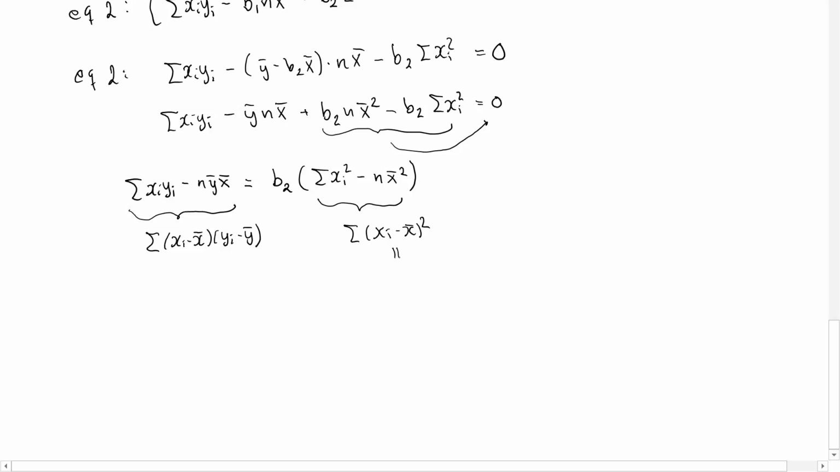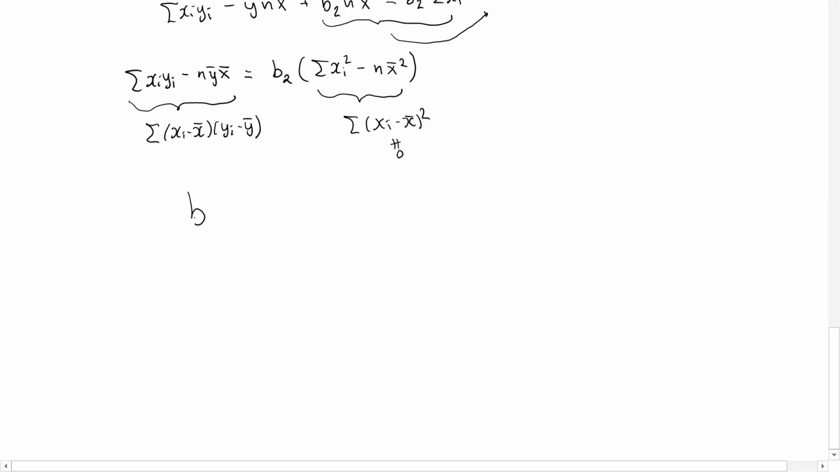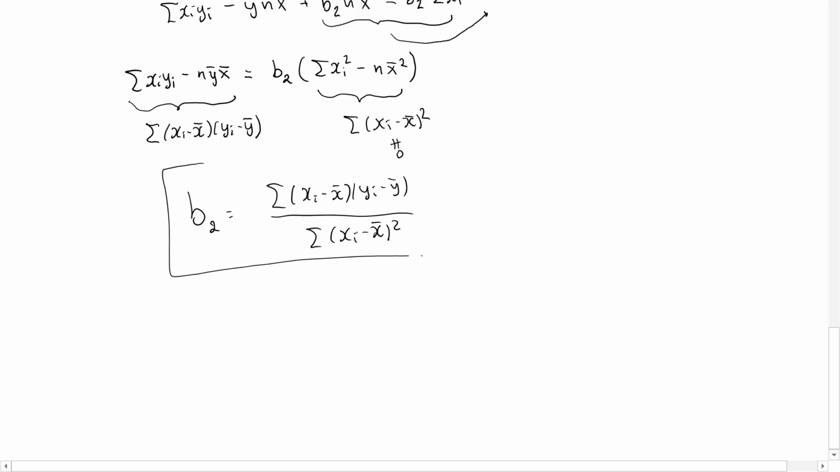So unless this expression is 0, we can divide both expressions by that, and then we get the OLS formula for b2, which is summation xi minus x bar times yi minus y bar, divided by summation xi minus x bar squared. And now we have both of the OLS formulas.